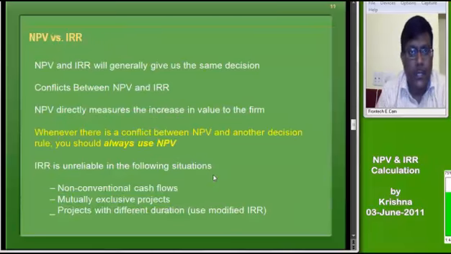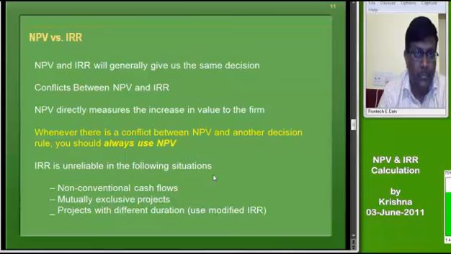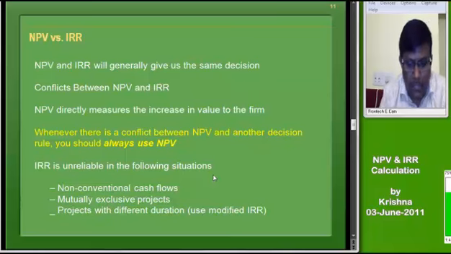As a decision making tool, we cannot use the IRR to rank mutually exclusive projects. So we should be very careful. If you have mutually exclusive projects, we cannot use the IRR as a decision making tool. In another case, if the cash flows of the project are non-conventional, here also we cannot use IRR as the decision making tool.